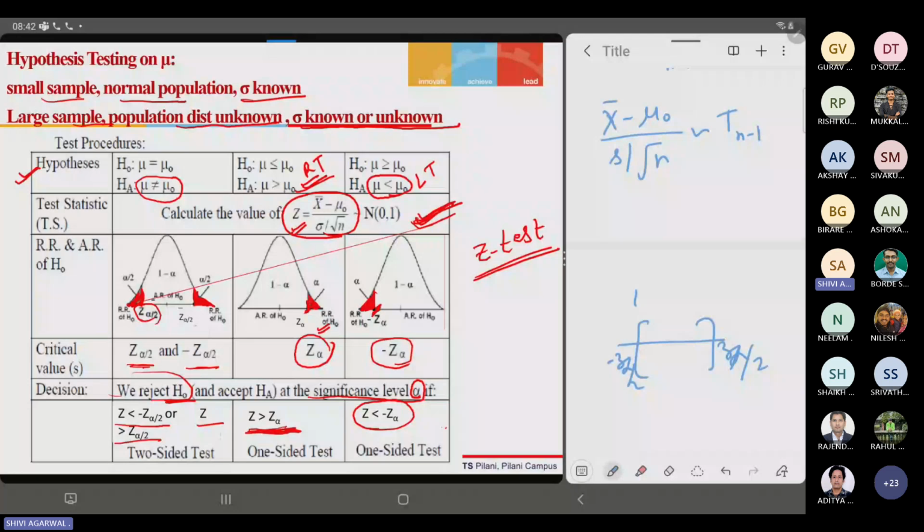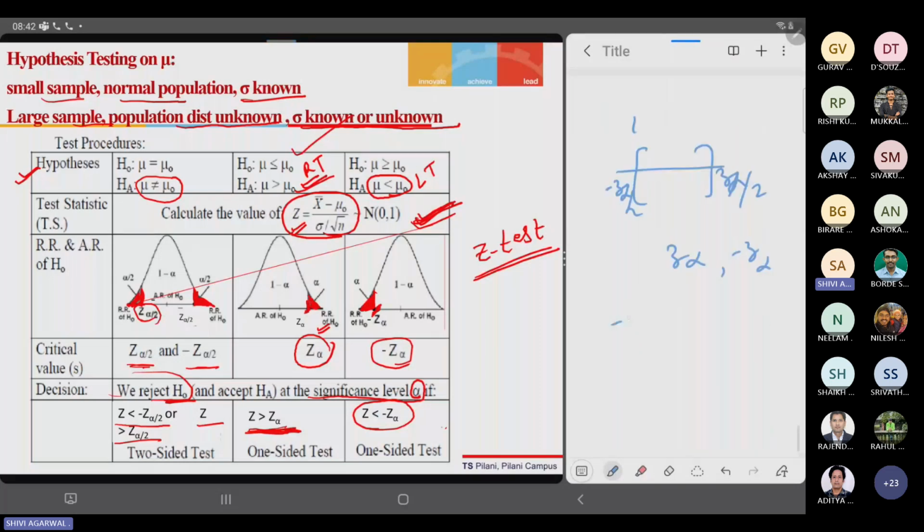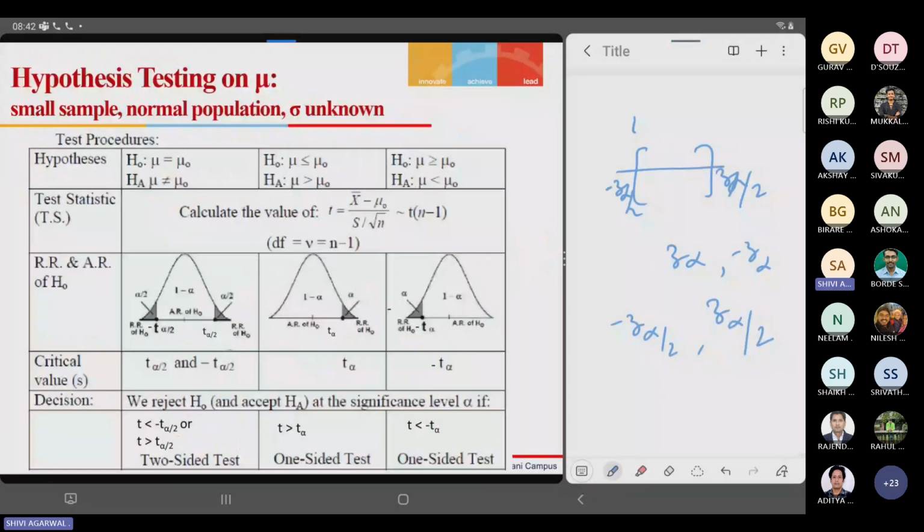So in the right tail, that is the Z alpha. In the left tail, it is minus Z alpha. And in the two tail, minus Z alpha by 2 and Z alpha by 2. So these are the critical values. Okay. So this is the hypothesis testing we are doing in three cases.